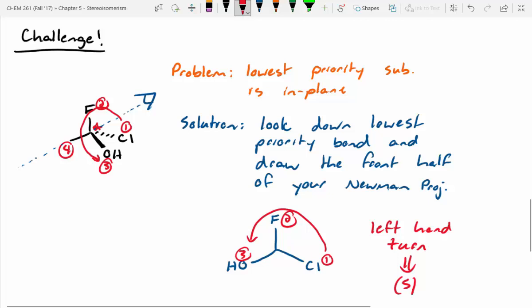Yeah, if we wanted to do a full Newman projection, which is what you're asking, you could additionally have that back carbon shown, but the back carbon doesn't impact the stereochemistry at all. So I don't even bother showing it just because it confuses me. I just leave it as the front carbon only. But oftentimes you may run into this situation where your lowest priority isn't a dash or wedge, and it does require you looking down that lowest priority bond and drawing the front half of the Newman. Does that make sense? All right, let's try another one.